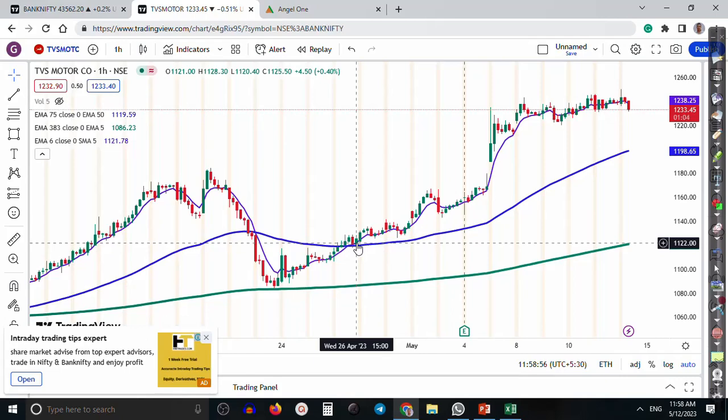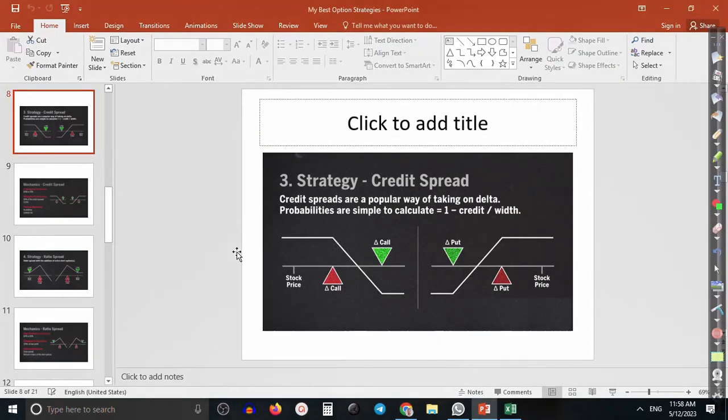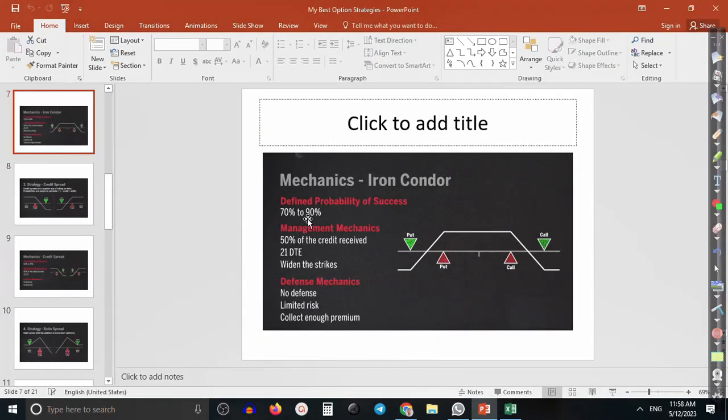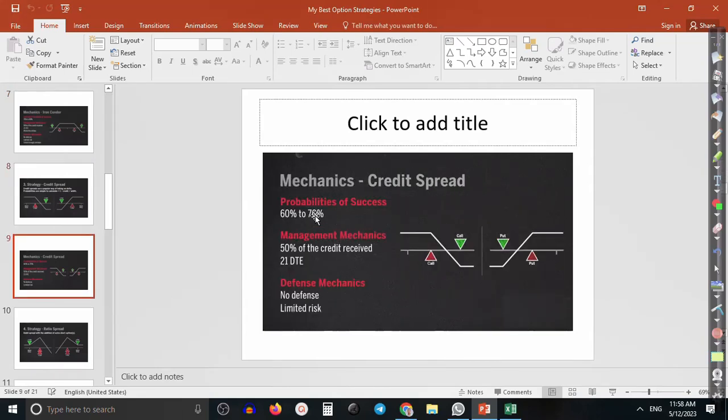What is the winning ratio? You can see all of these strategies are more than 70 to 90%. Sorry, not this one. It's a 60 to 70% winning ratio.